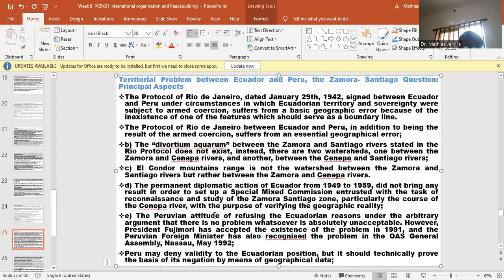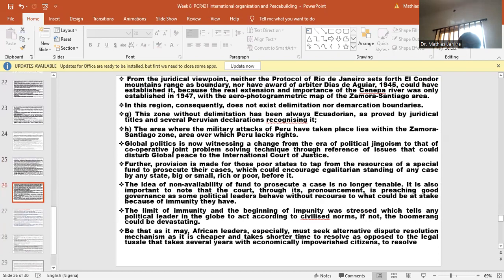The Peruvian attitude of refusing the Ecuadorian reasons under the arbitrary argument that there is no problem whatsoever is absolutely unacceptable. However, President Fujimori accepted the existence of the problem in 1991, and the Peruvian foreign minister also recognized the problem in the Organization of American States General Assembly of 1992. Peru may deny the validity of the Ecuadorian position, but it should technically prove the basis of its negation by means of geographical data.